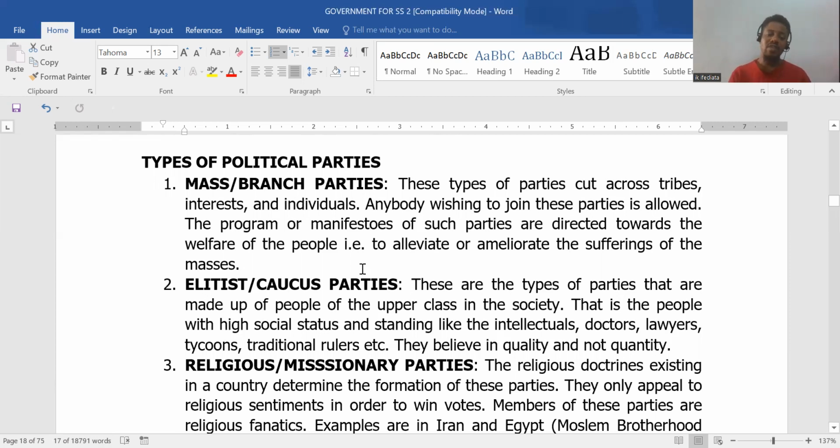Then we have the elitist or caucus party. These are the type of parties that are made up of people of the upper class in the society, right? So basically, it's not for everybody. You may also see this kind of party in Nigeria as well, or in the structure of the party, you may see an elite.